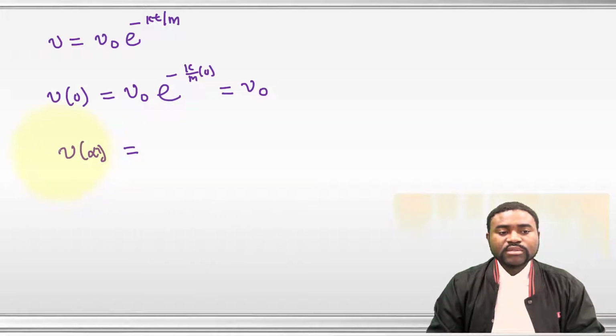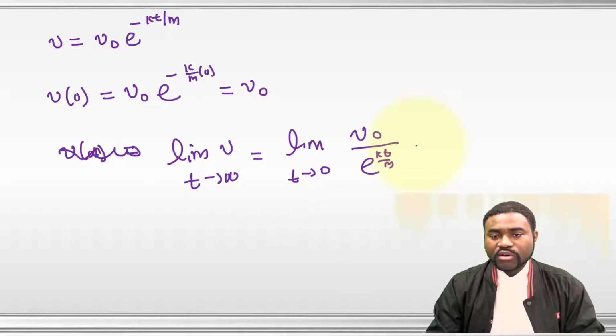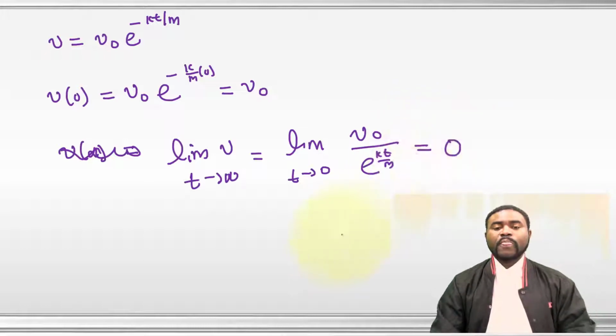Remember that the limit of v as t approaches infinity is just the limit of v naught all divided by e raised to the power kt over m as t approaches infinity. As t approaches infinity, this thing approaches what? 0.